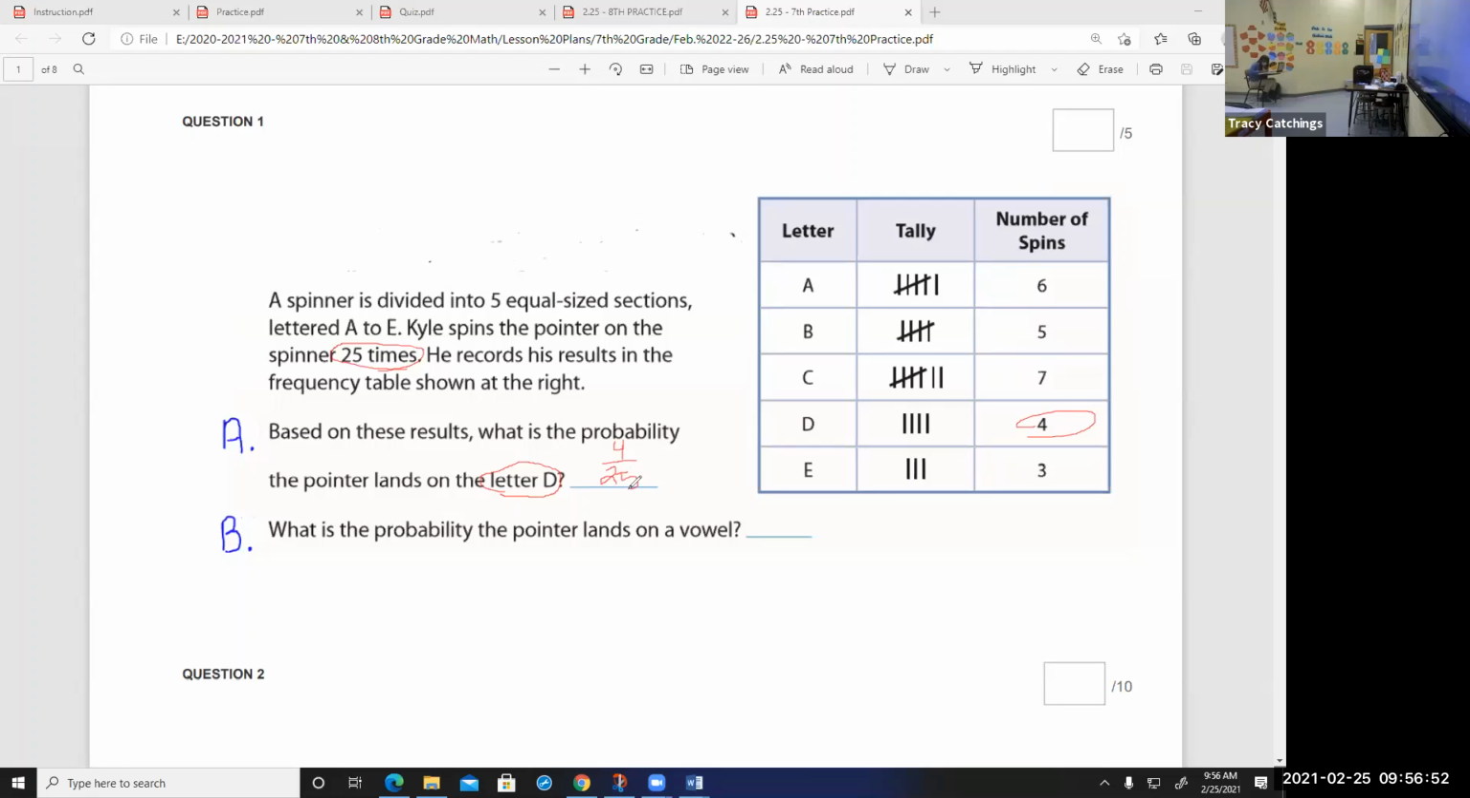Kaden, you told us earlier after we write the fraction, we do what? Go ahead and divide it. Not 25 by 4, 4 by 25. All right, 0.16. Good.